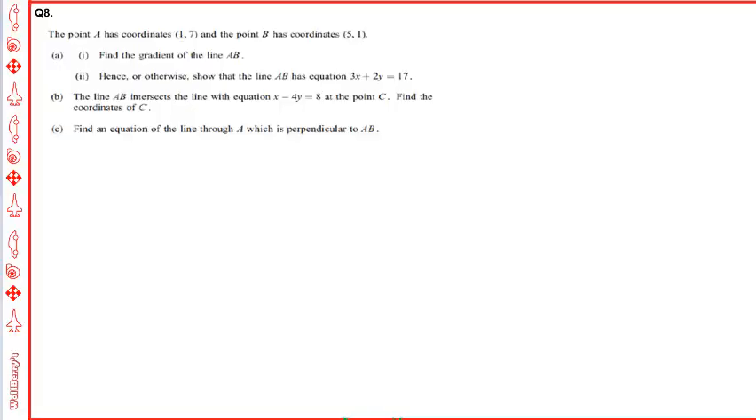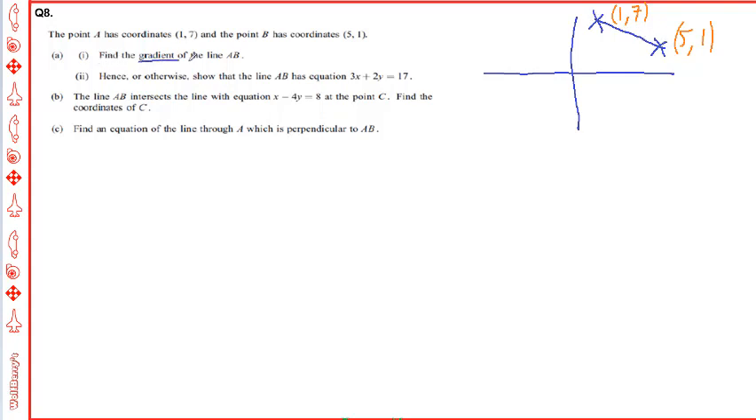So in this problem here, we are given two coordinates and we're asked a number of questions. This topic is straight line geometry. First things first, I like to sketch this on the side, like so. Point A is 1, 7, and point B is 5, 1. That formulates a straight line with a negative gradient because it's going downhill.